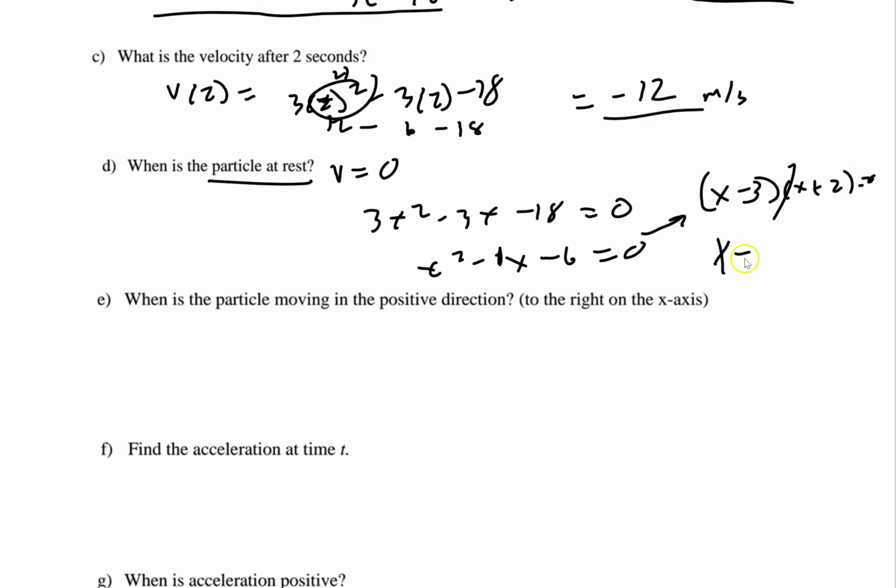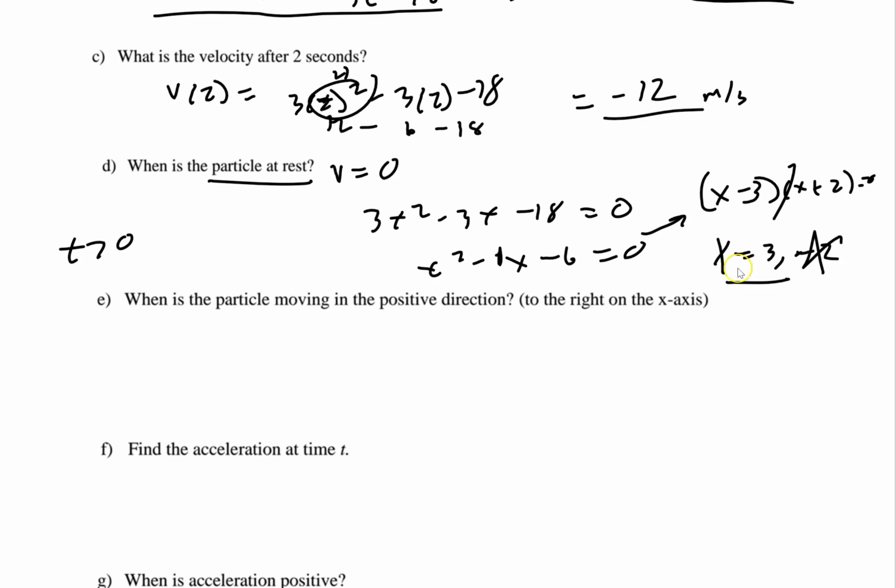t equals 3 and negative 2. But again, remember, we're doing time. Negative 2 makes no sense. Our domain for all this stuff is going to be times greater than 0, so that is not an answer. At 3 seconds, the particle is at rest.